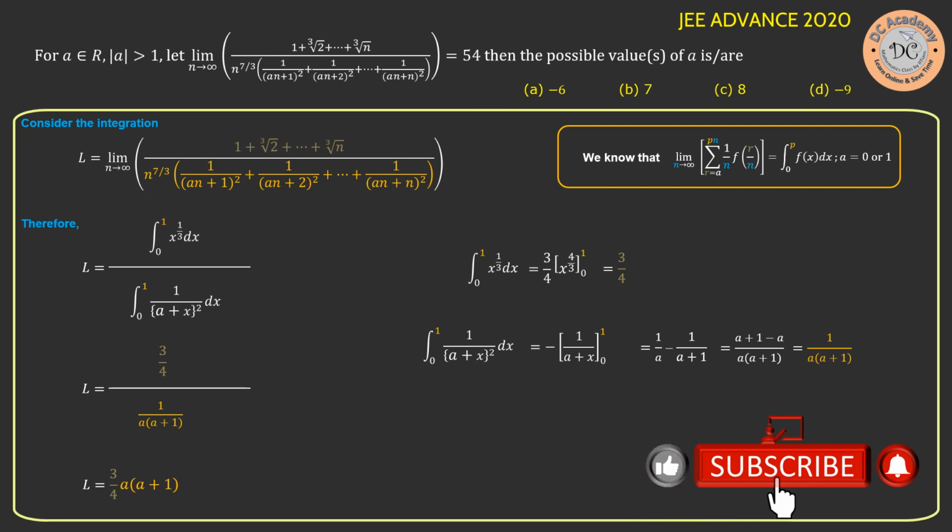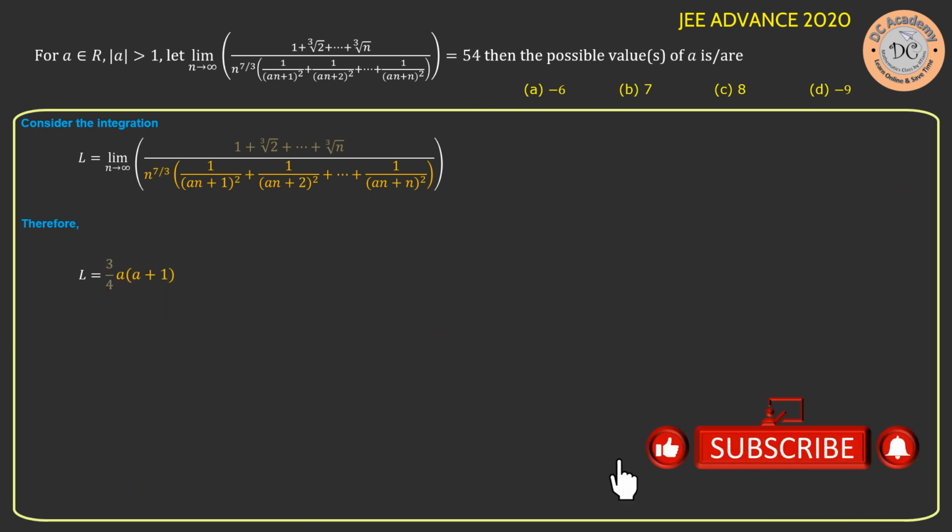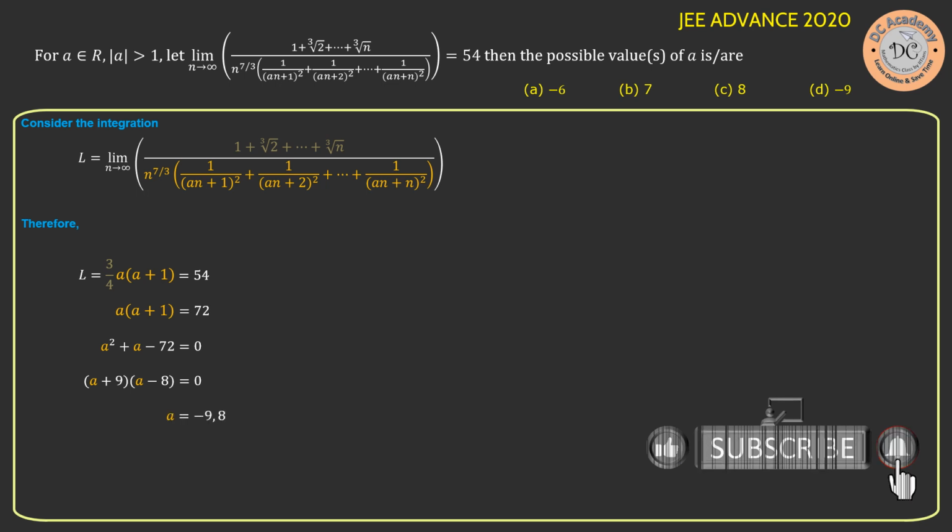Now it is given that this particular limit is equal to 54. So now equate it with 54 as we said. Now we can notice that if I multiply 54 into 4 divided by 3, we get 72. So therefore a into (a plus 1) is 72. Perform the basic arithmetic calculation to get a quadratic equation. Do the middle term factorization to get the value of a as minus 9 and 8. But notice that here mod a is greater than 1. Hence, both the values are accepted values.